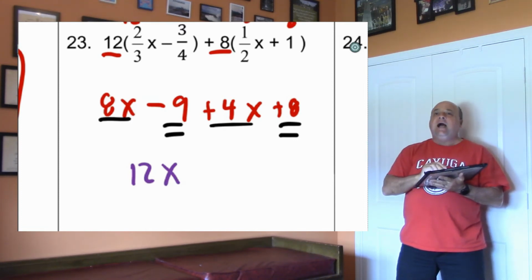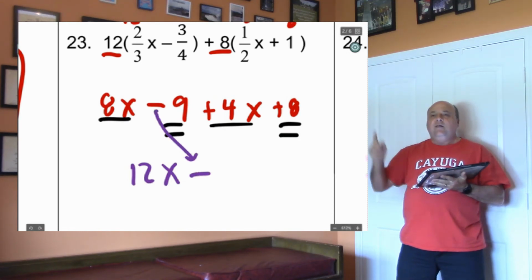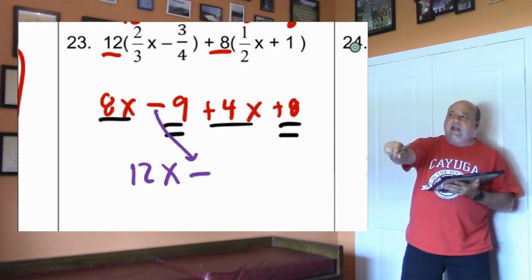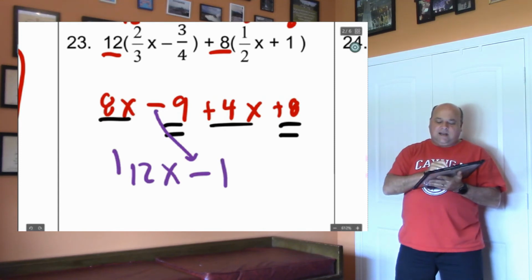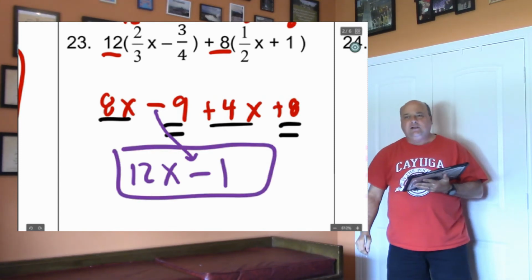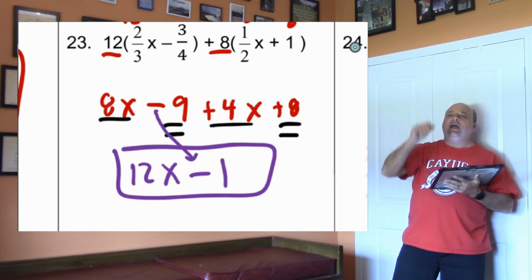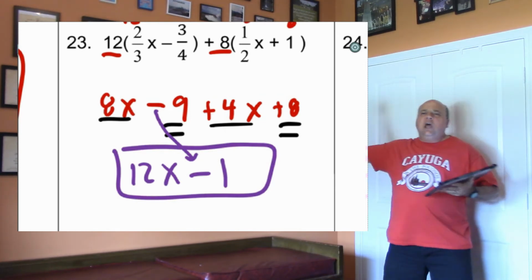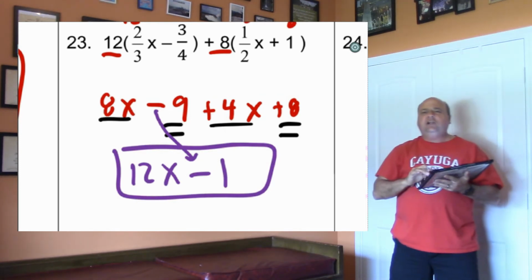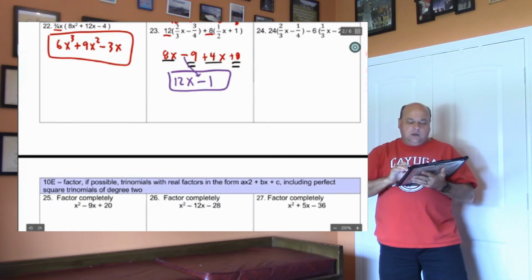9 and 8. I have more 9s than I do 8s. The sign is negative. The 8 and 9 have different signs. 8 away from 9 is 1. That's my answer. Piece of cake. Oh. Continuing on. Just like eating Oreo cookies.